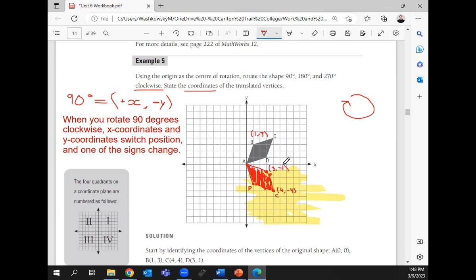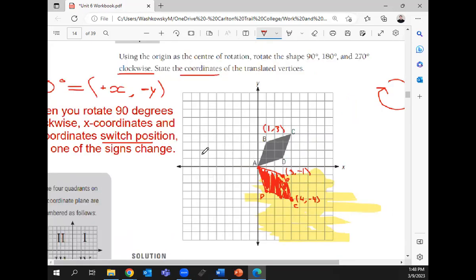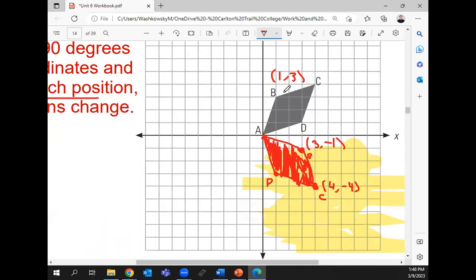And so then that exact same rule is going to apply as you keep rotating it, right? As I keep rotating this, you just repeat that exact same rule. So when you rotate it 180 degrees, they switch position once and then they switch position again. To give you an idea, I'm going to follow the path of point B. I'm going to use blue for this. Point B starts as 1 and 3, and then it eventually moves to 3 and -1.